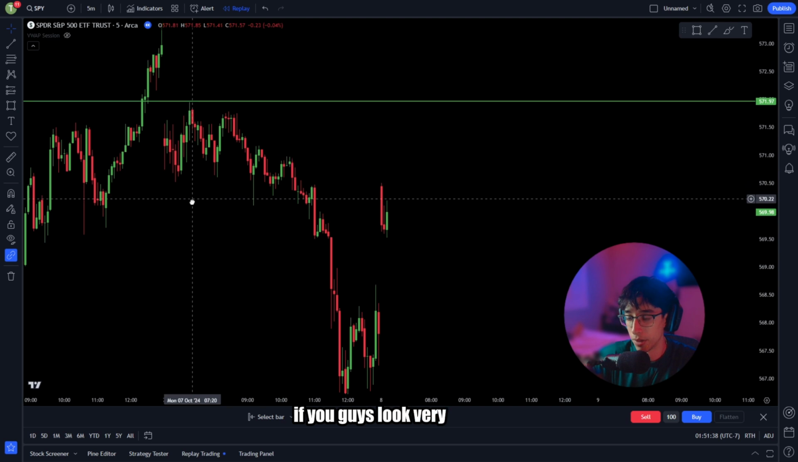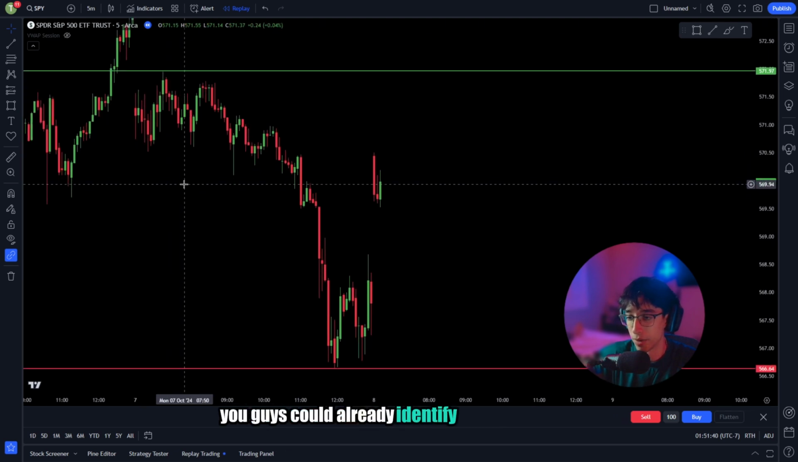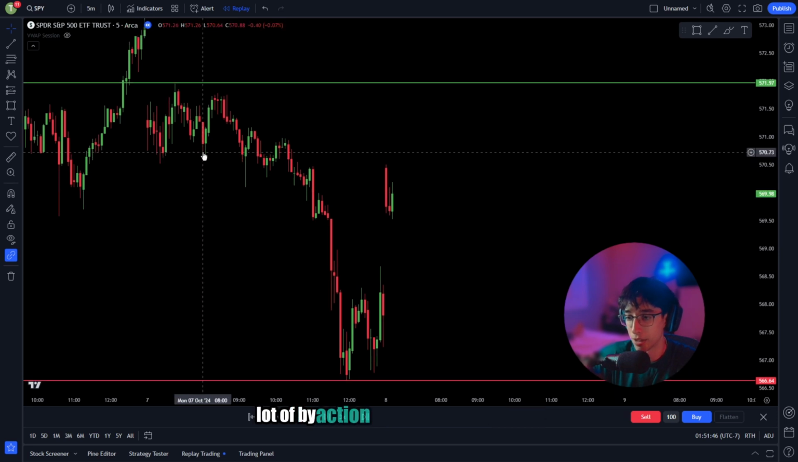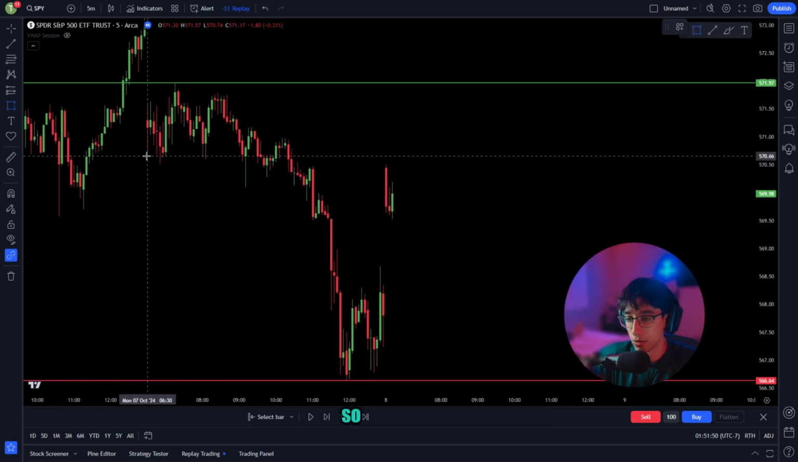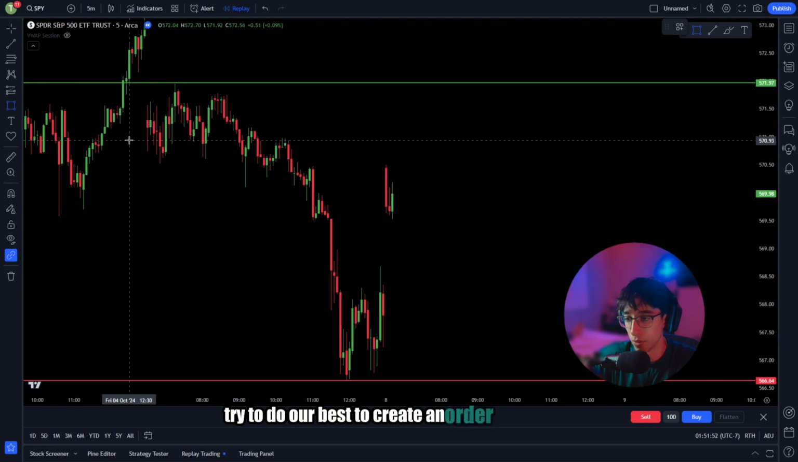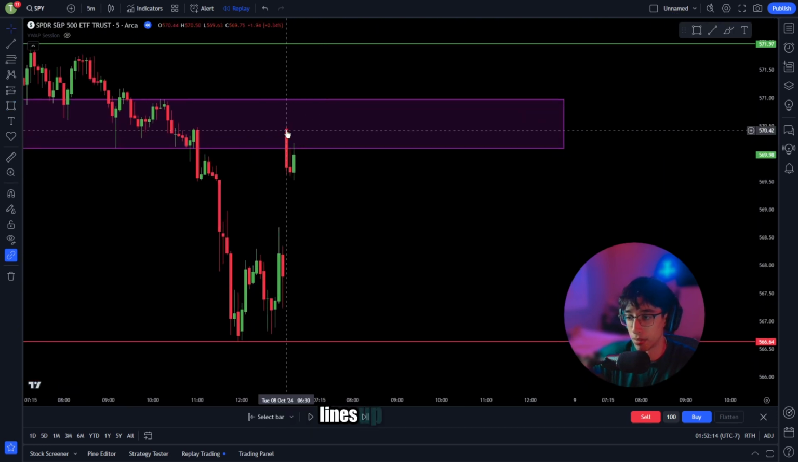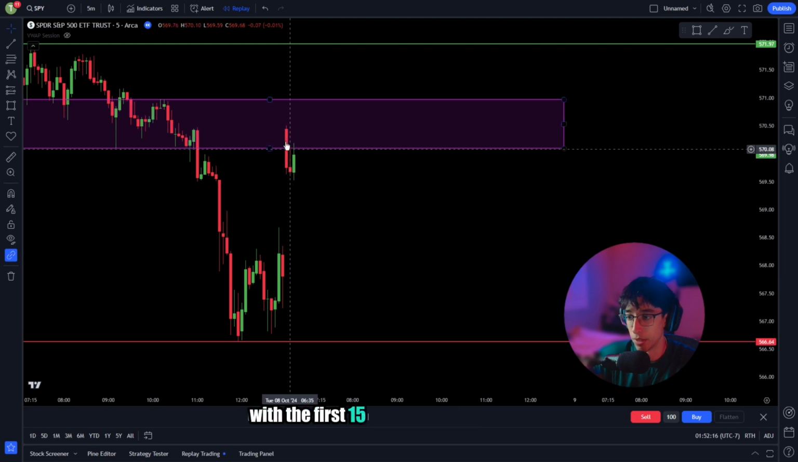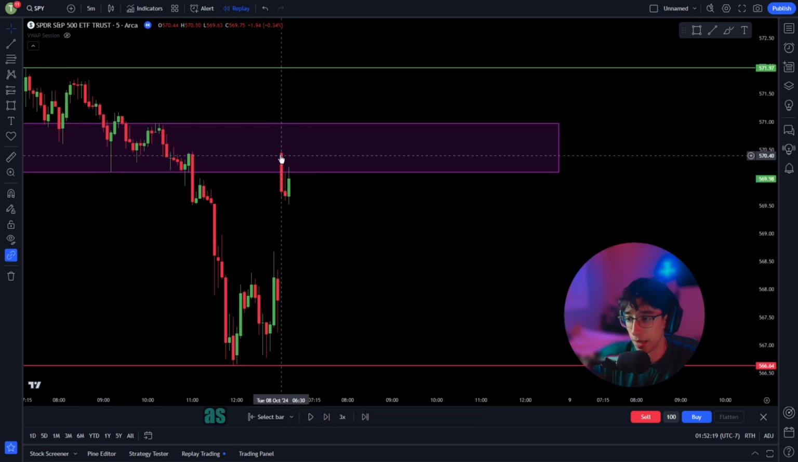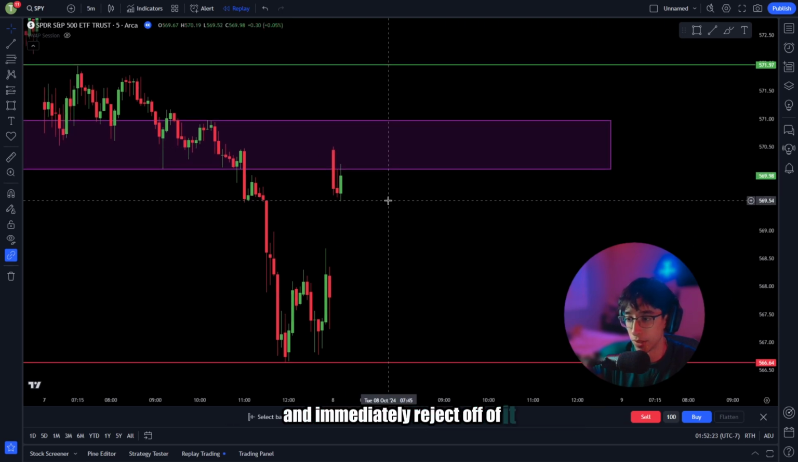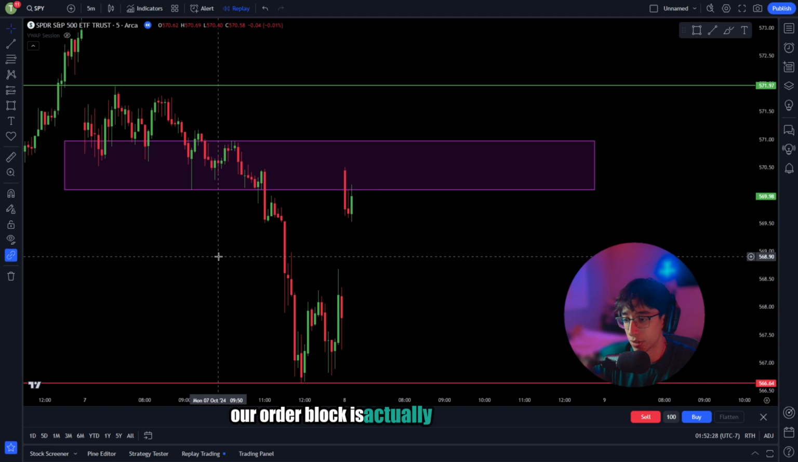If you guys look very closely, you could already identify one order block using these large wicks that we have. A lot of buy action is going on in this area, so we're going to do our best to create an order block here, going from the top right here to the bottom, and that actually lines up pretty nicely with the first 15 minutes of market open for the current day. As you guys can see, we open within the order block and immediately reject off of it, which is a good sign that our order block is actually getting respected.